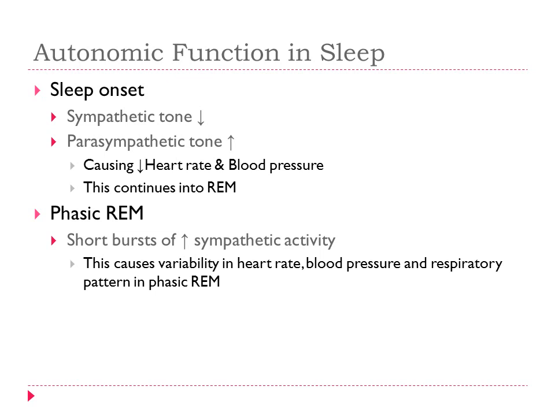Let's talk about how our autonomic system functions while we're sleeping. With sleep onset, we dramatically lose our sympathetic tone, and at the same time, we increase our parasympathetic tone, because remember, they can't be on at the same time. So as the parasympathetic tone increases or becomes more activated, this brings the heart rate and blood pressure down. This continues as you go into deeper stages of sleep and into REM. With phasic REM, we do see short bursts of increased sympathetic activity. This is what causes the variability in heart rate, blood pressure, and respiratory pattern in phasic REM. Let's go on to our next slide.